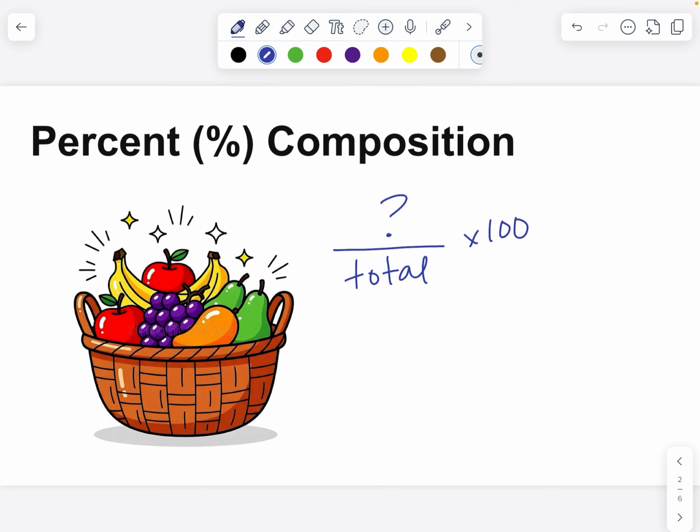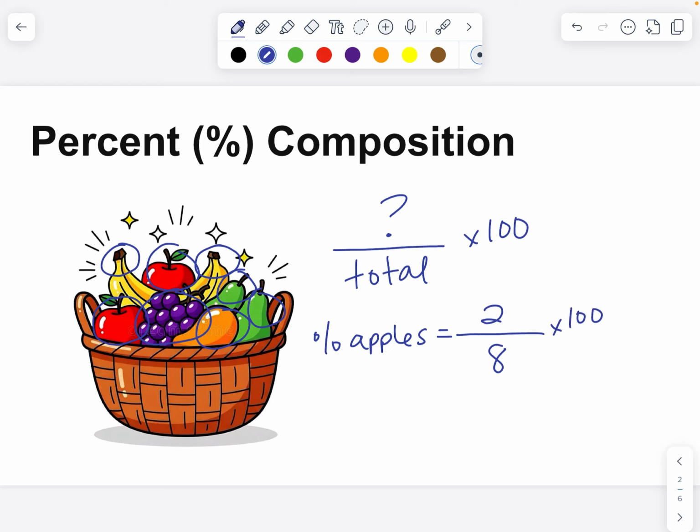So for example, if I wanted to know the percent of apples in this basket, it looks like I have 2 apples, and then I have a total of 1, 2, 3, 4, 5, 6, 7, 8 pieces of fruit. So 2 divided by 8. And then I can't forget to multiply by 100.